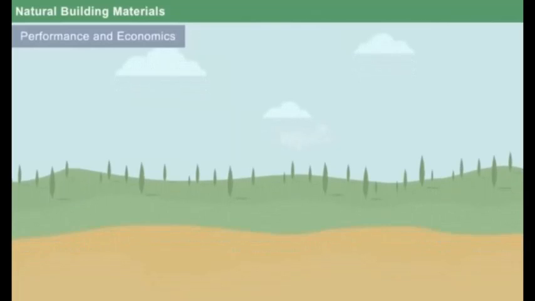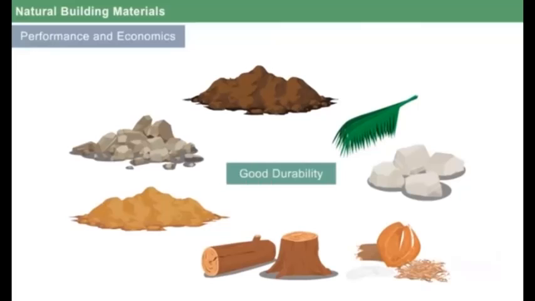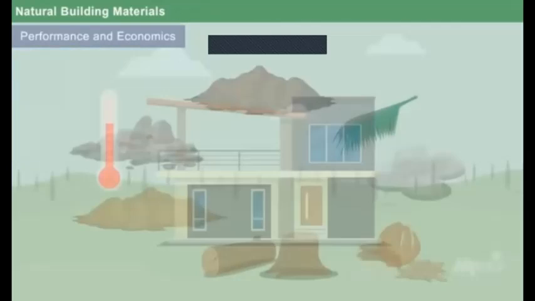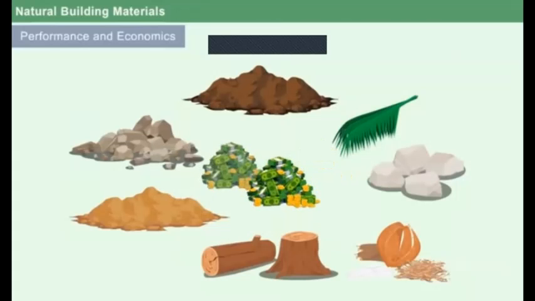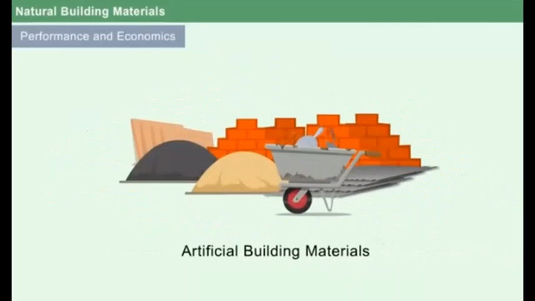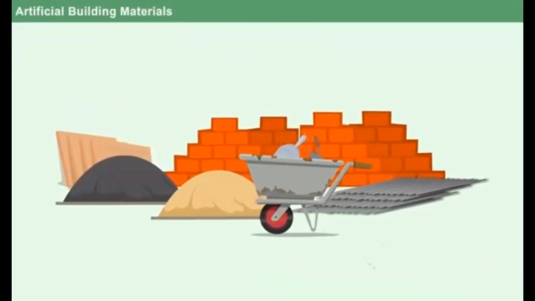Performance and economics of natural building materials. Most of the natural building materials have a good durability due to their natural origin. Apart from that, they are easily accessible to repair and maintain a stable temperature irrespective of the seasons. Since such materials are naturally available, natural building materials are very cheap when compared to the artificial building materials. But they soon started becoming extinct, which paved the way for mankind to invent artificial building materials. Now, let us discuss about the artificial building materials.